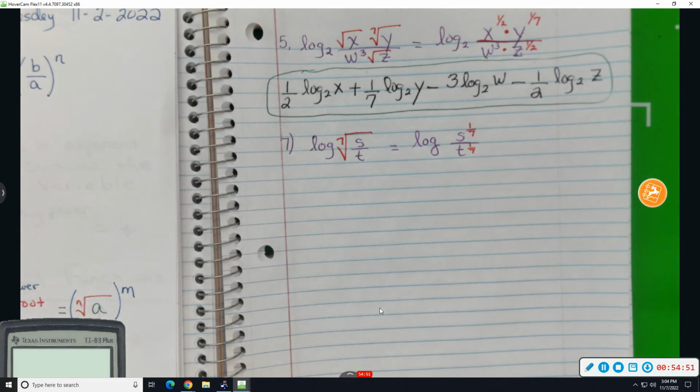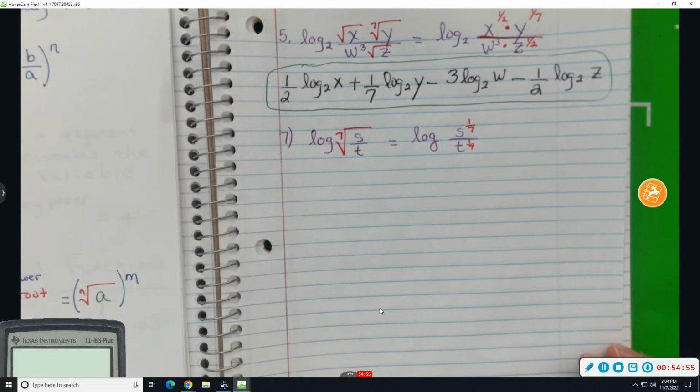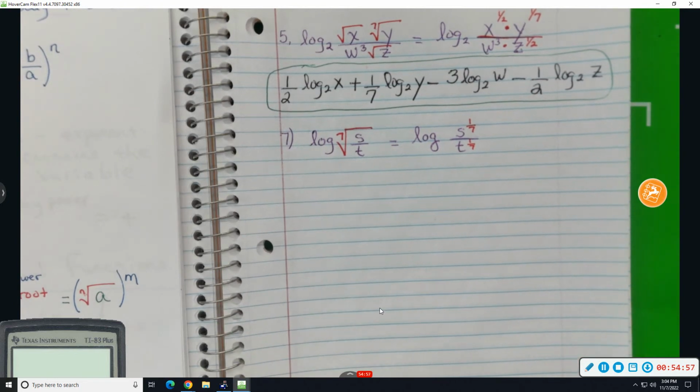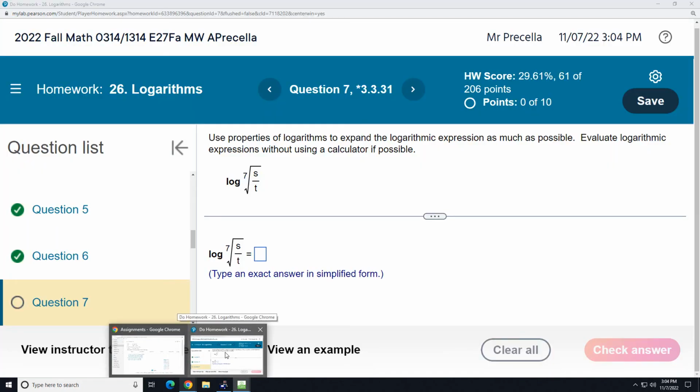S to the 1 over 7 over T to the 1 over 7, because the S and T are both under that radical. If only the S had been under it, then only S would have had the 1 over 7. Let me make sure I didn't miscopy it, but I'm pretty sure the S and T were both under it. Oh, yes.